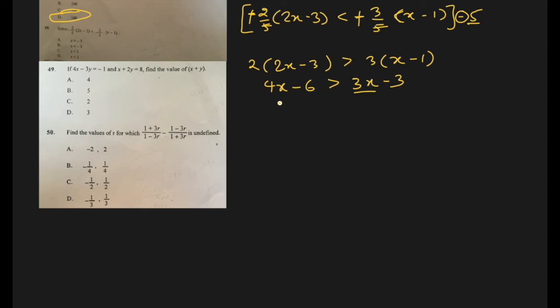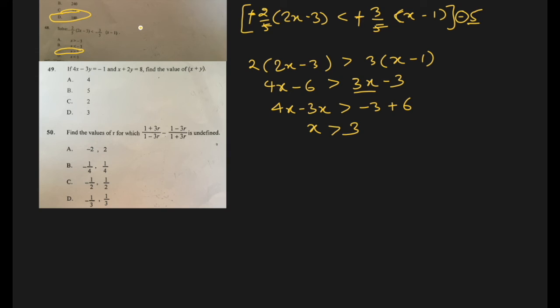So 3x comes to the left side. 4x minus 3x greater than negative 3 plus 6. X is greater than 3. If there is some doubt, always verify. X is greater than 3 means take a number greater than 3. Let's take 5 and put it here in the inequality.